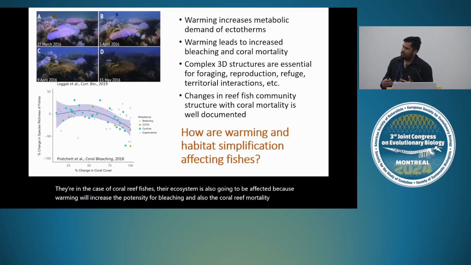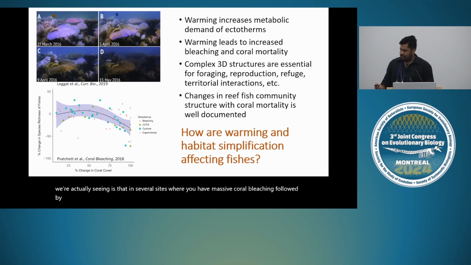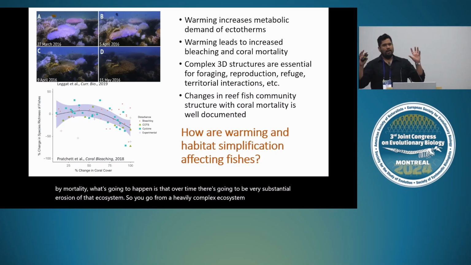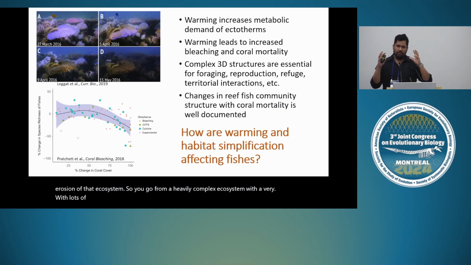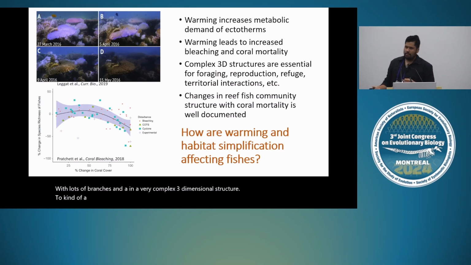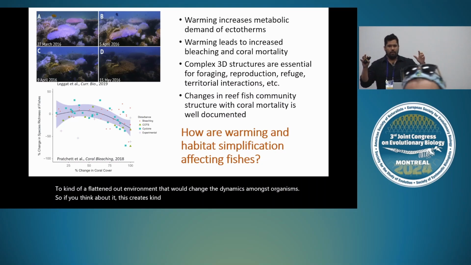So what we're actually seeing is that in several sites where you have massive coral bleaching followed by mortality, over time there's going to be very substantial erosion of that ecosystem. So you go from a heavily complex ecosystem with lots of branches and a very complex three-dimensional structure to kind of a flattened out environment that will change the dynamics amongst organisms. So if you think about it, this creates kind of a problem for marine fishes.